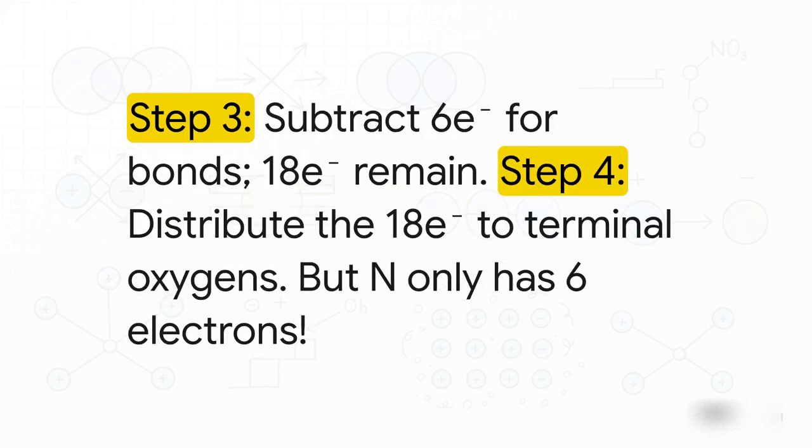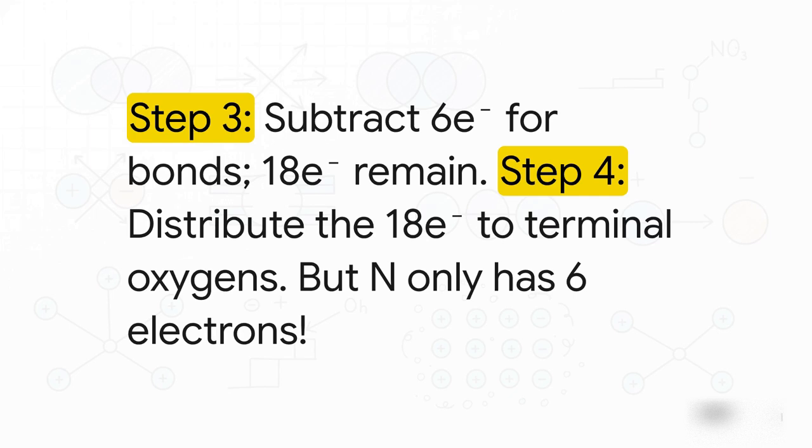Okay, so we'll start by connecting the nitrogen to each oxygen with a simple bond. That's 3 bonds, so 2 electrons each. That's 6 electrons used up. We've got 18 left. Now we'll sprinkle those 18 electrons around the outer oxygen atoms. Okay, so now each oxygen has a full octet of 8 electrons.